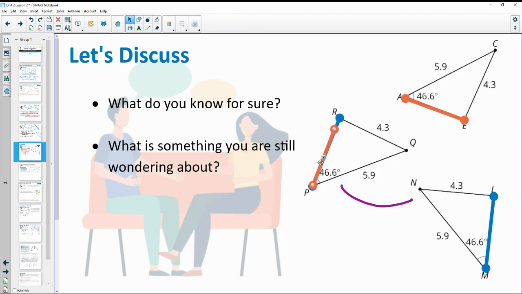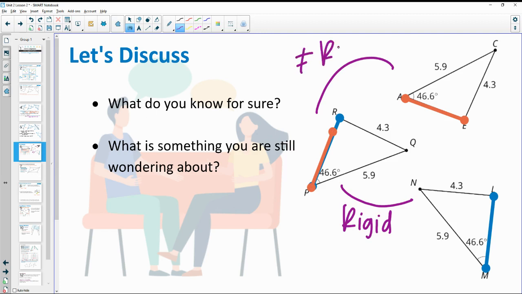So AE was shorter than the unmeasured one. So there was at least one part of ACE that wasn't the same size as PQR. So we know that those two aren't congruent. That means that we can find rigid motions here. We cannot find rigid motions here since these ones are not the same size.